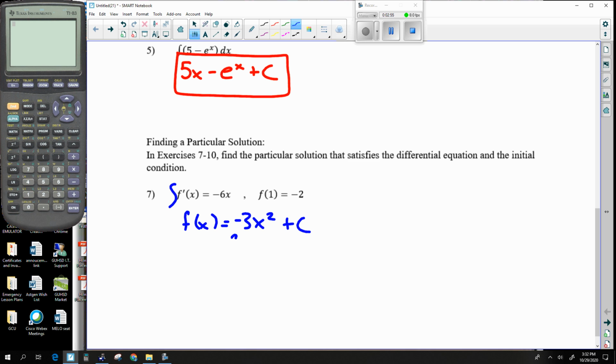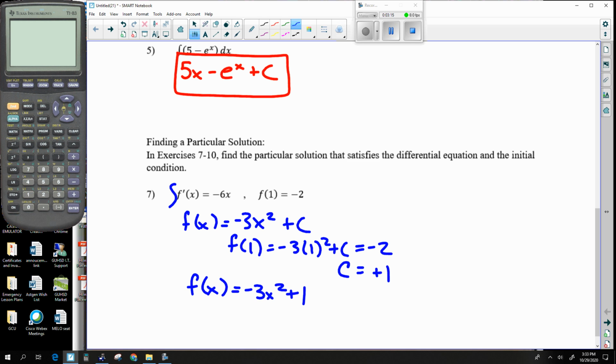Here's where the initial condition comes into play. So they give me f of 1, so negative 3, 1 squared plus c. That's going to be equal to negative 2. So that's negative 3, so that'd be plus 3, so that's positive 1. So f of x is equal to negative 3x squared plus 1. That's the particular solution.